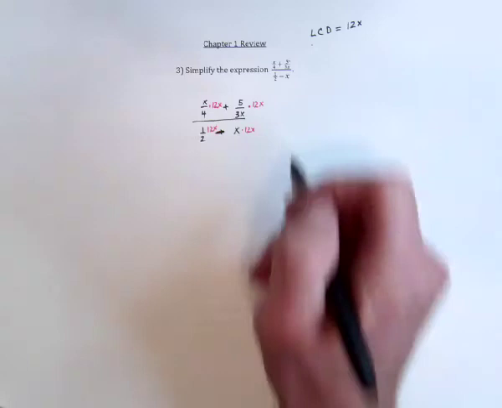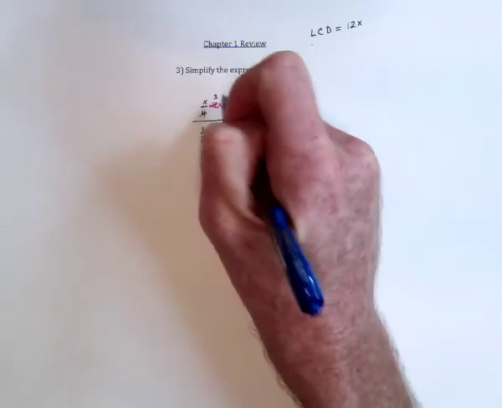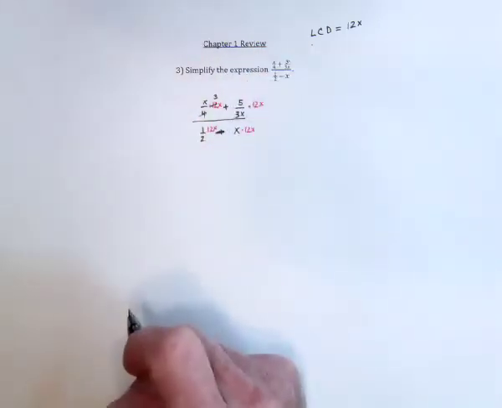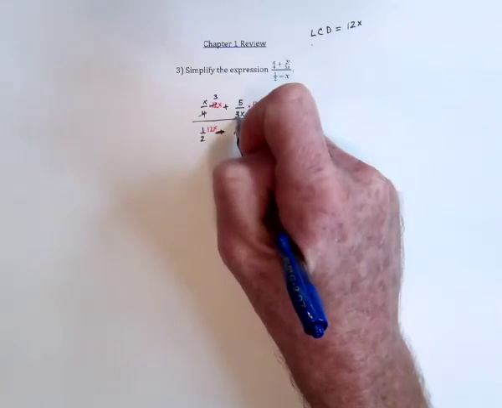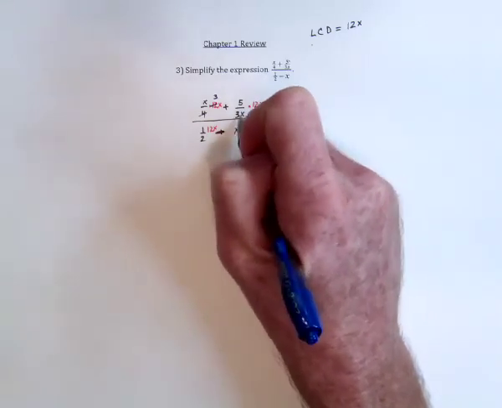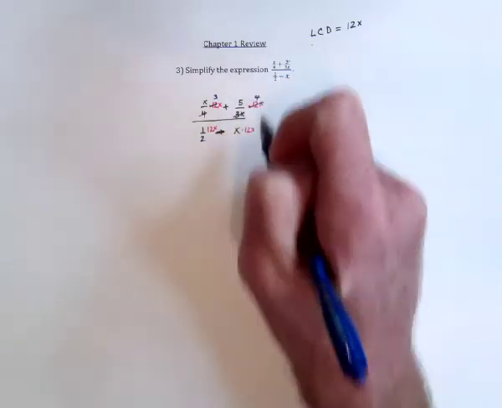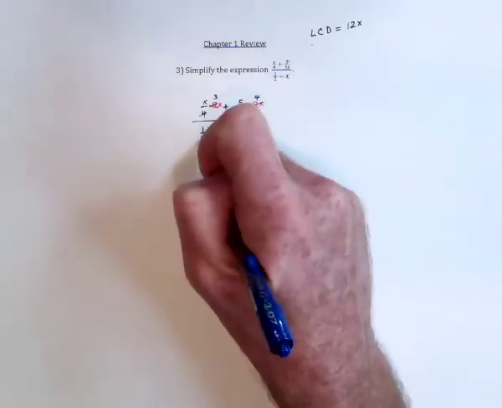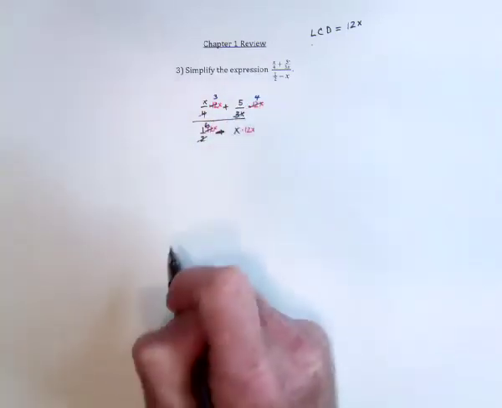And then simplify. So you'd have in this one the 4 dividing into the 12 3 times. In this one the x's will cancel, as well as the 3 will divide into the 12 4 times. Over here 2 will divide into 12 6 times. And this one, nothing cancels.